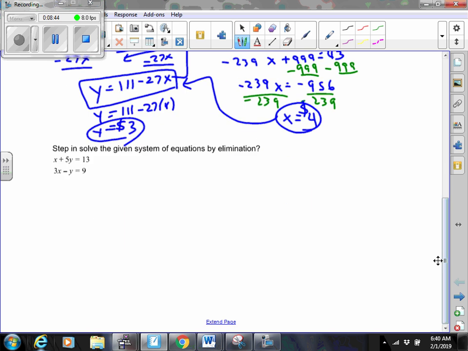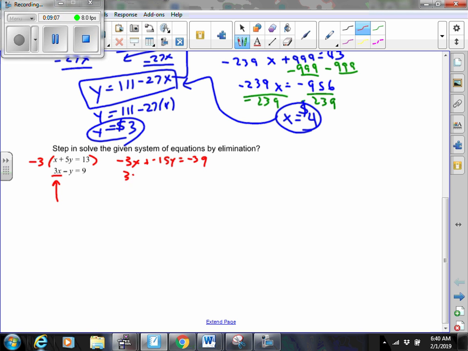Okay, next question. This one's by elimination. Now, elimination, your first steps, I can ask you, what's your process here? Now, there's actually two steps that could work here. If I look at the x's, if that's 3, I want this to be negative 3. So I'll multiply that by negative 3. That gives me negative 3x plus negative 15y equals negative 39.